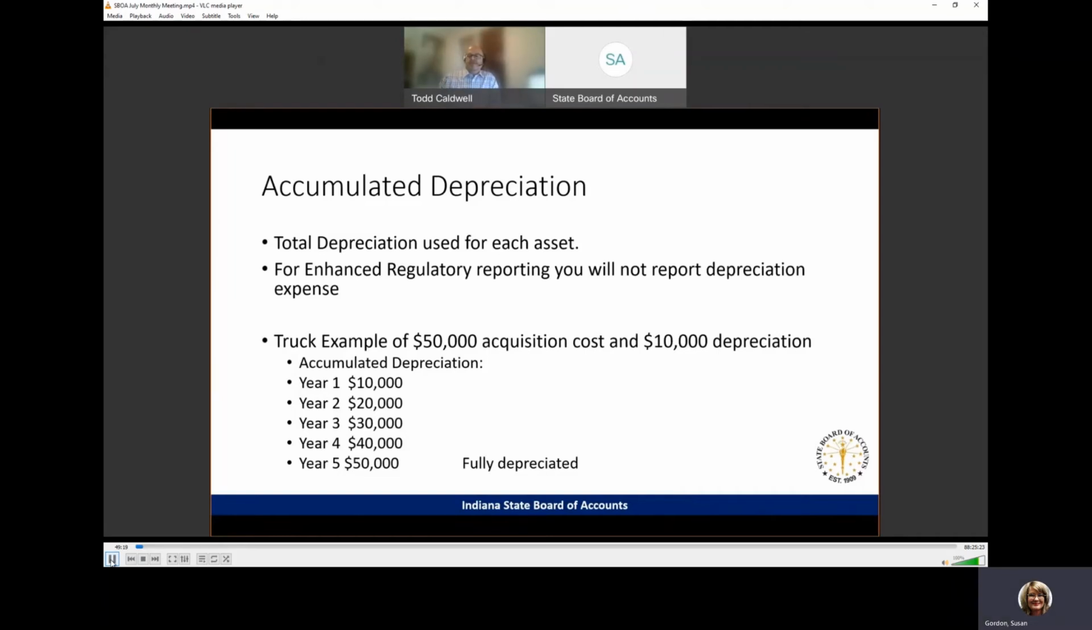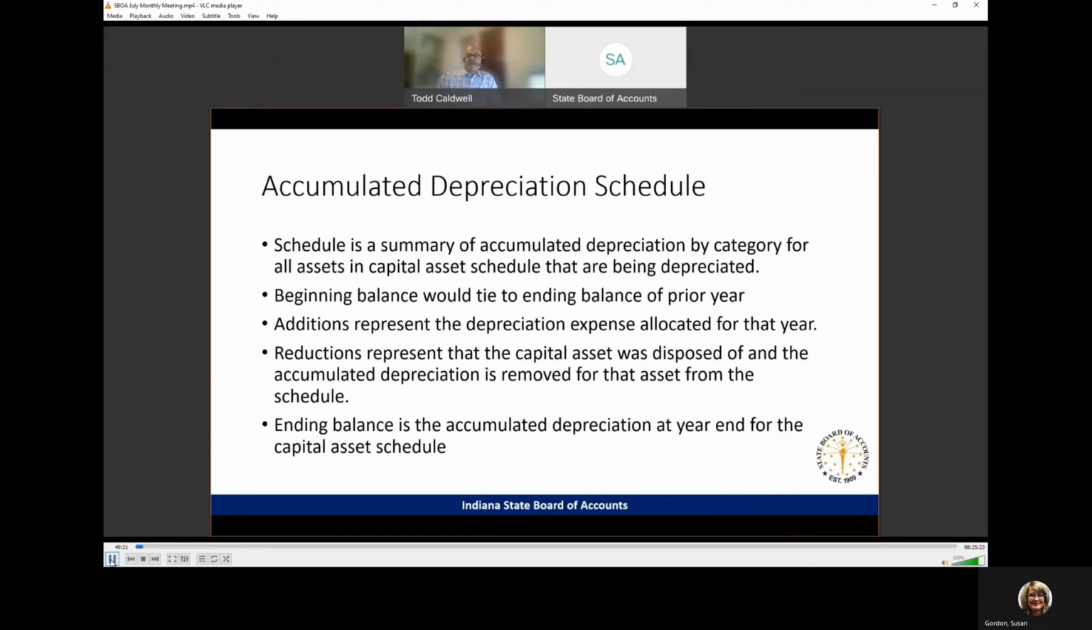Your accumulated depreciation schedule is the summary of this calculation for each of your assets in your asset detail, with the exception of land and construction in progress, which don't have depreciation. As we stated, the accumulated depreciation schedule is a summary of the depreciation for all assets that are being depreciated. Beginning balance would tie to the ending balance from the previous year.